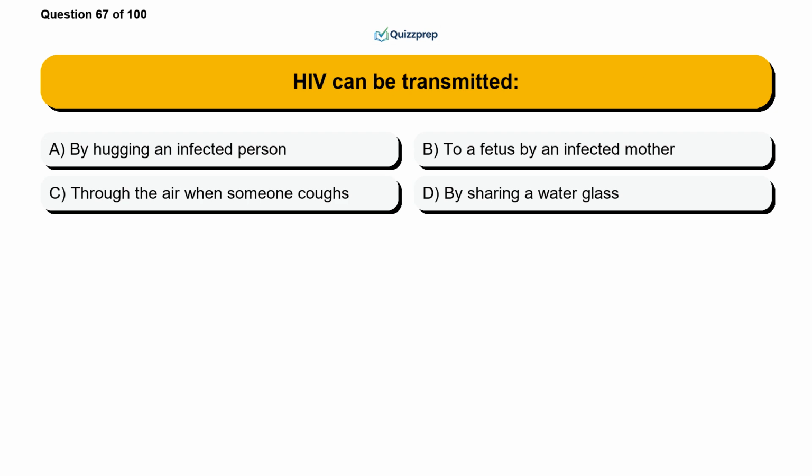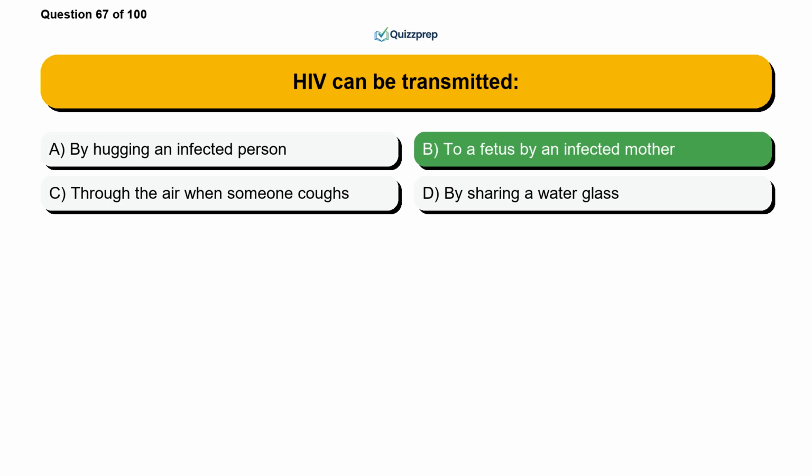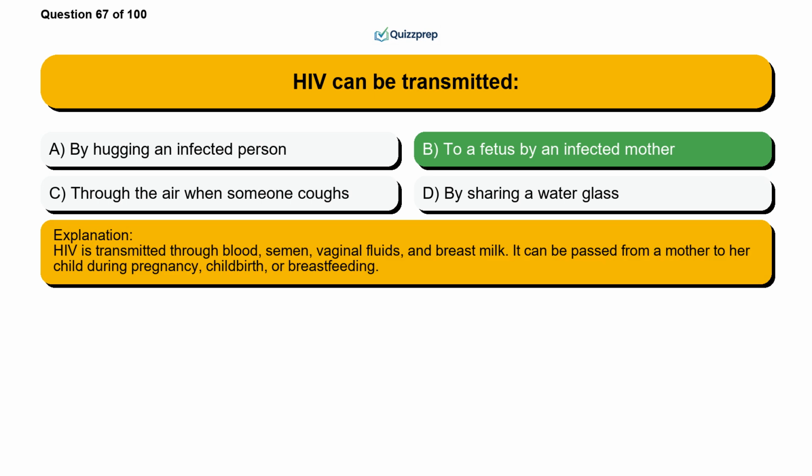Question 67. HIV can be transmitted, option A, by hugging an infected person, option B, to a fetus by an infected mother, option C, through the air when someone coughs, option D, by sharing a water glass. The correct answer is option B, to a fetus by an infected mother. HIV is transmitted through blood, semen, vaginal fluids, and breast milk. It can be passed from a mother to her child during pregnancy, childbirth, or breastfeeding.